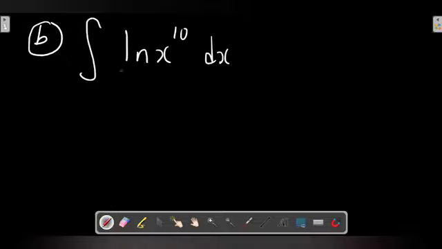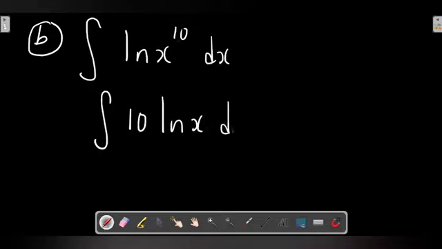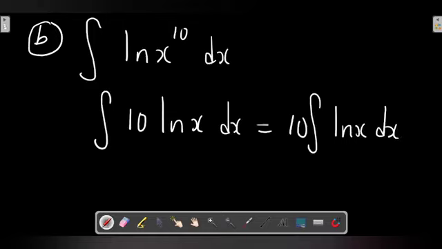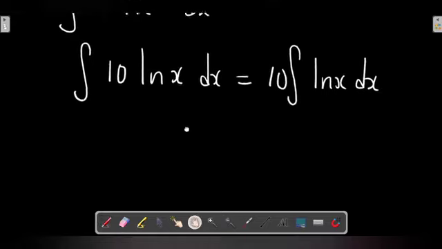In this case, we are going to rewrite this as the indefinite integral. So we drop down this 10, write a 10 here, then we say ln x dx. Then from here, what are we going to do? We are going to say 10 indefinite integral of ln x dx. This is what you are going to write.